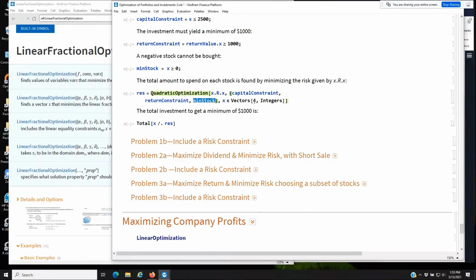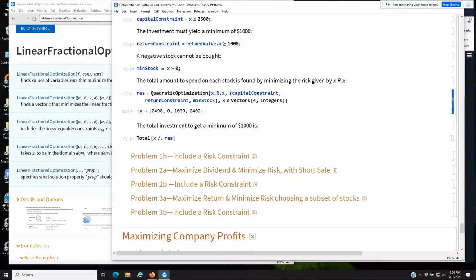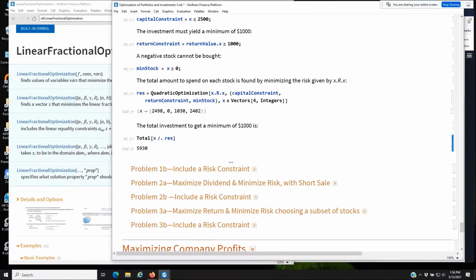And the X here will be whether or not we invest in each of these 4 possible stocks. And we can solve that. Okay, so notice X is a vector. And it says, basically, we're going to buy these amounts of everything except for the second one. And so we can substitute that in and find out what our return is.